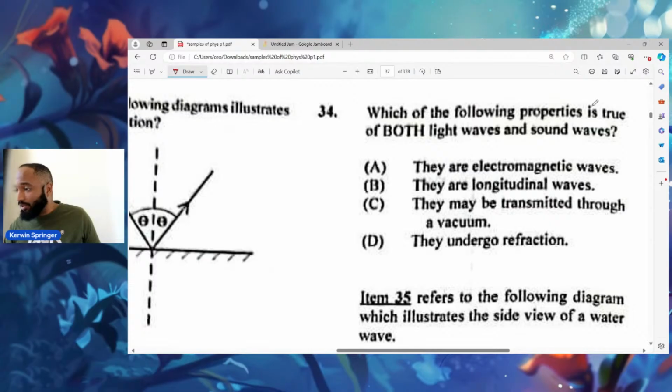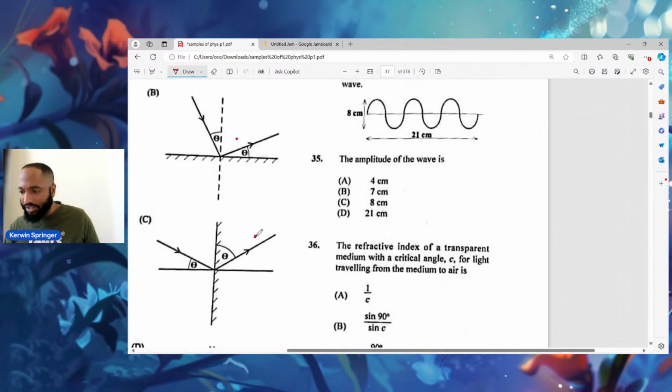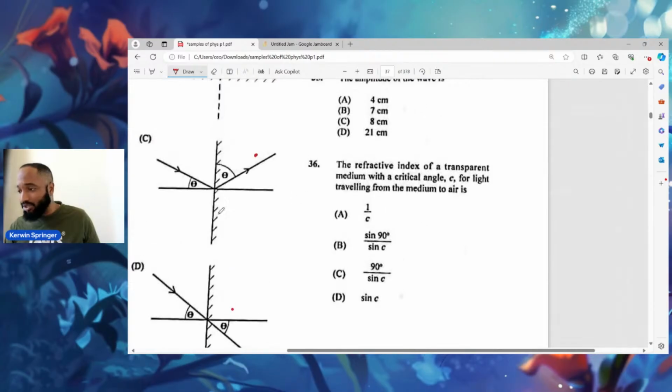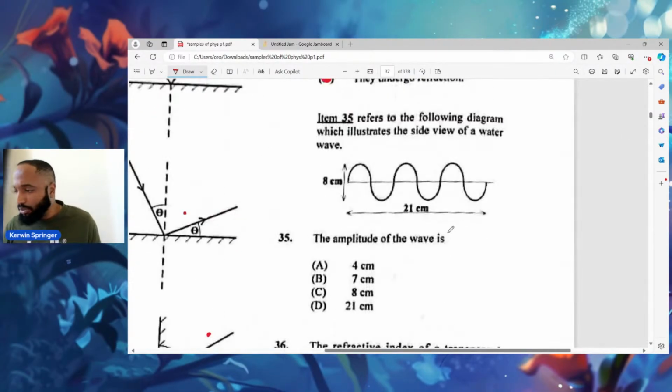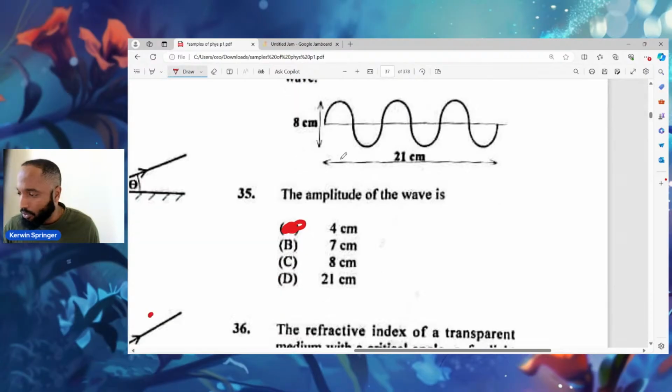Which of the following properties is true of both light waves and sound waves? They may be transmitted, they undergo refraction. Yeah, all waves undergo refraction. So this one, these don't have the correct angles. This one going through the glass, both direct. They were just wilding in this question. The amplitude of the wave is 4. The whole peak is 8, so the amplitude will have to be 4.